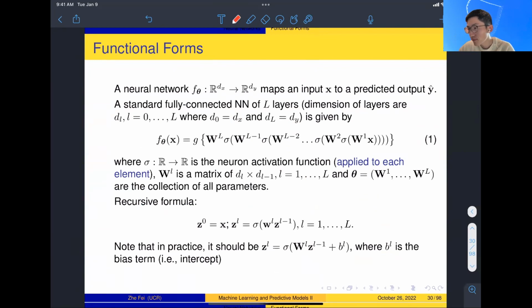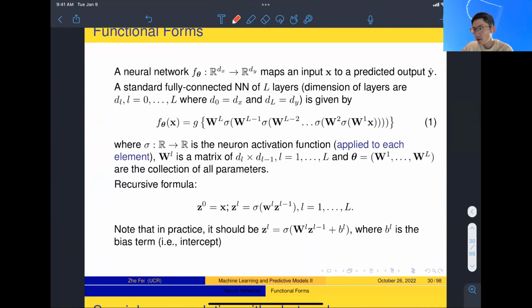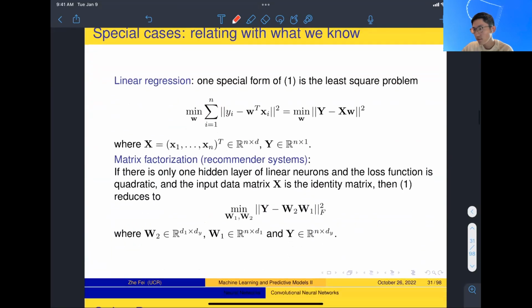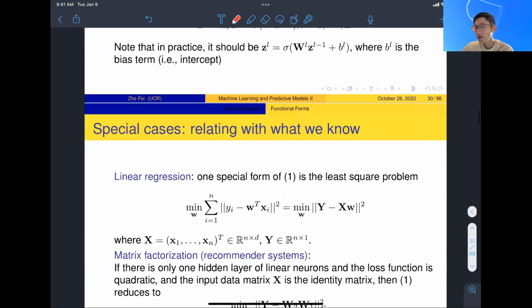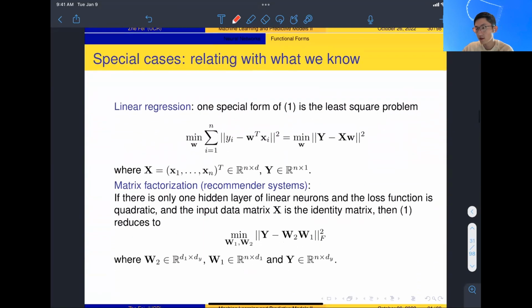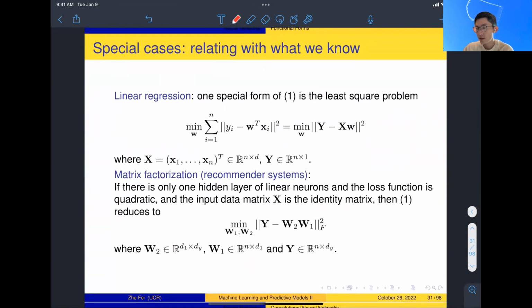There are some more formulas, but I don't think they are super important. We could write out our model into these formulas. If you need to develop some neural network theories, you would rely on those formulas, but that's not the key here. So this is just some special cases of neural network.